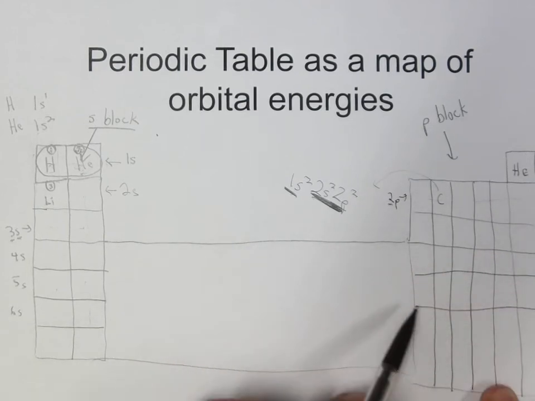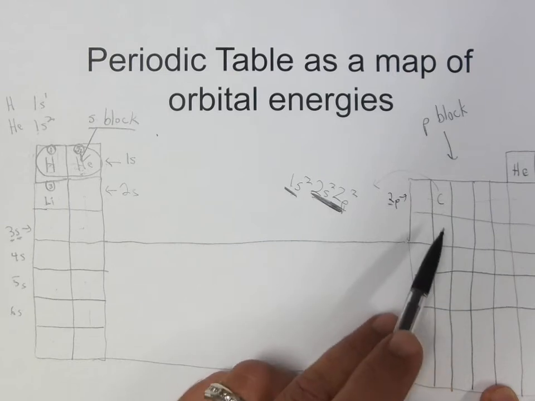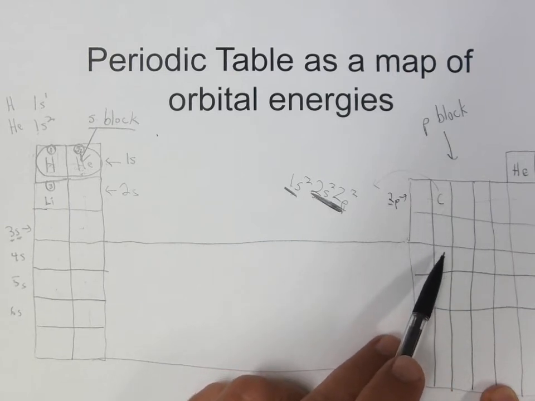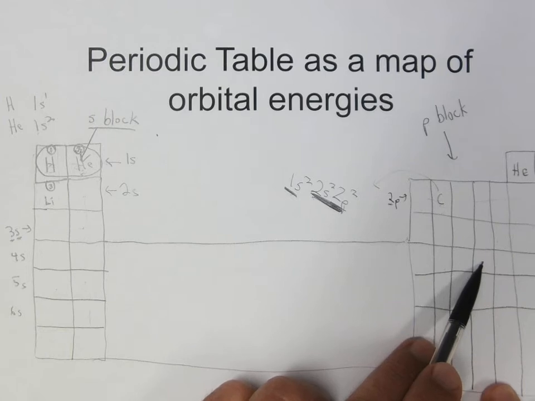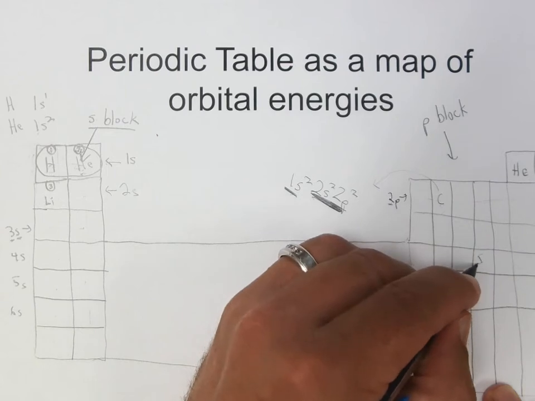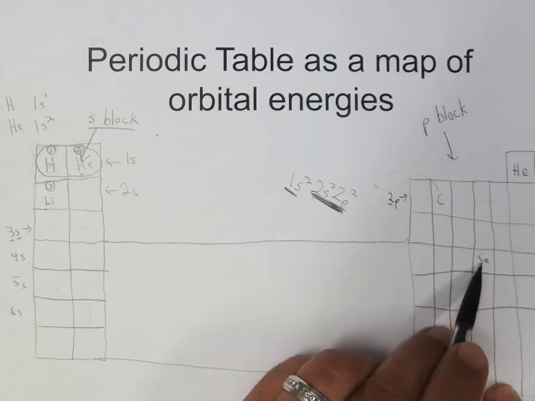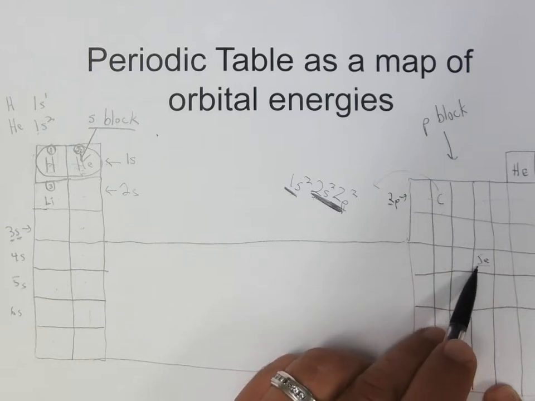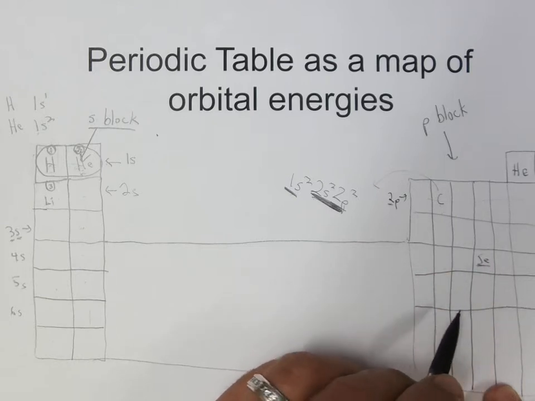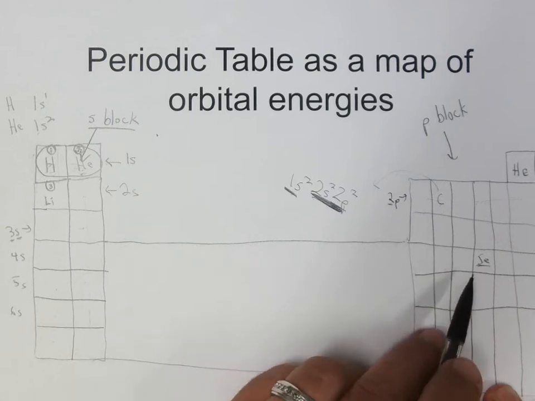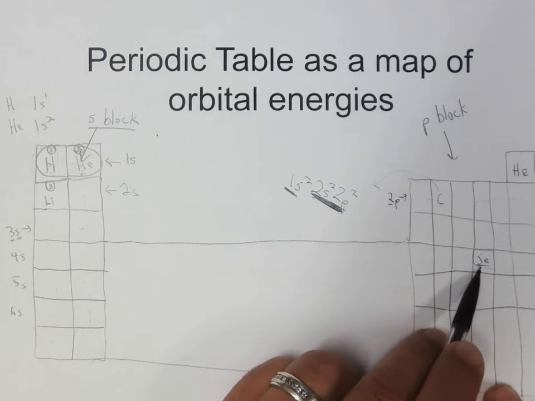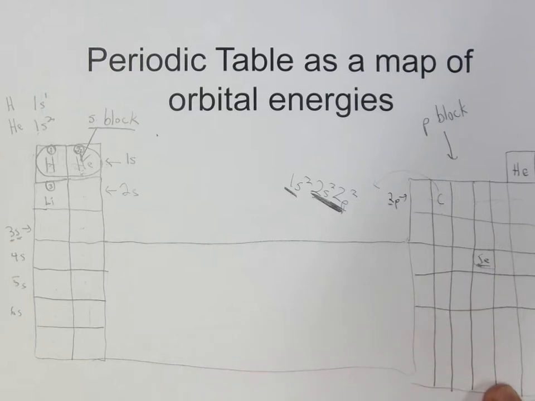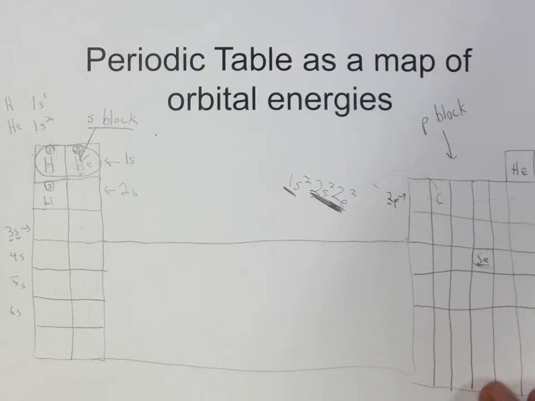And if you locate an element in the p block, so I have carbon here, I go down 2 and over 2 more. Going from carbon down 2 and over 2, we get to selenium, Se. You can see it's in the p block, the 2p row, the 3p row. Selenium is in the 4p row of the periodic table, so you'd expect the outermost electrons in selenium to be in the 4p sublevel.